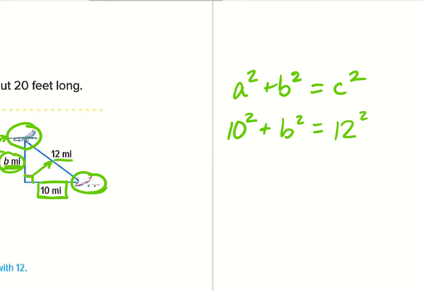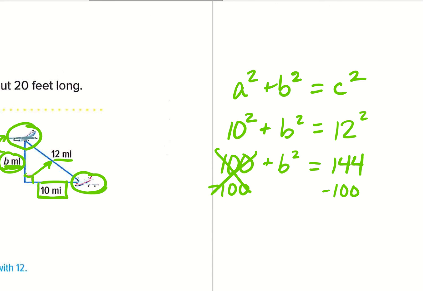Okay, so I've got my setup done. Now I just need to simplify what I can. So 10 squared is 100. That's one of the ones we memorized, so we should all know that one. B squared, obviously I don't know what B squared is just yet, so I'm going to leave it as is. And then 12 squared is another one we should know. That is 144. All right, from here I need to solve for B squared. So I'm going to subtract 100 from both sides of the equation. And that is going to give me B squared equals 44.